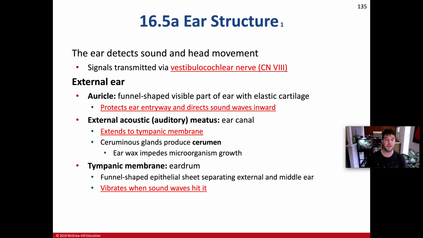So ear structure. The ear detects sound and head movement. The signals are transmitted via the vestibulocochlear nerve, that cranial nerve 8. There are 3 parts of the ear. The external ear has your auricle, which protects the ear entryway and directs sound waves inward. It's this outer portion. The external acoustic meatus, the ear canal, extends to your tympanic membrane, and it also has earwax. That's where earwax is produced.